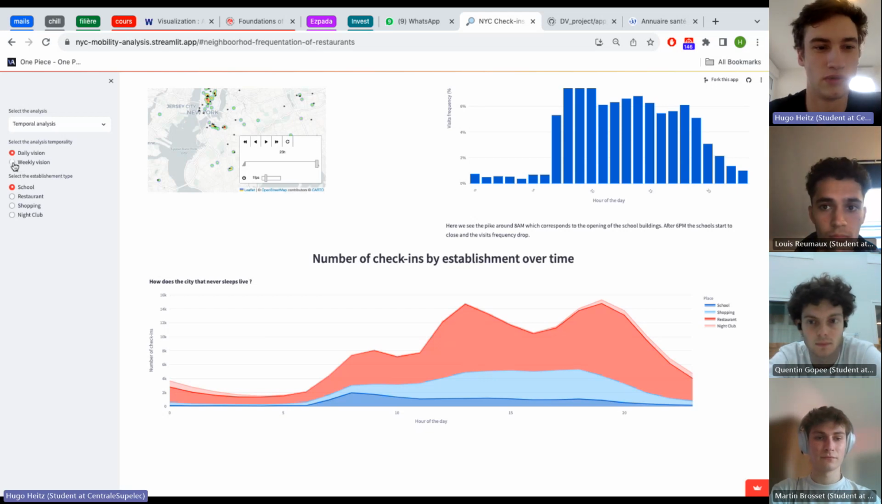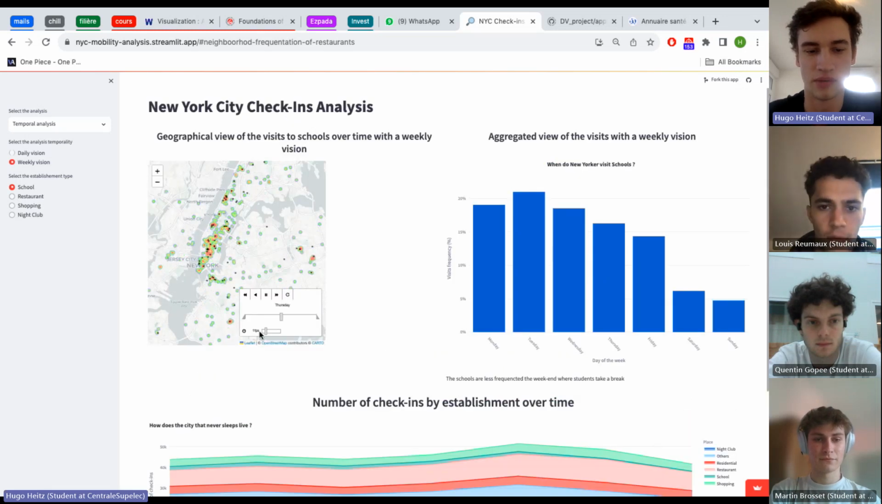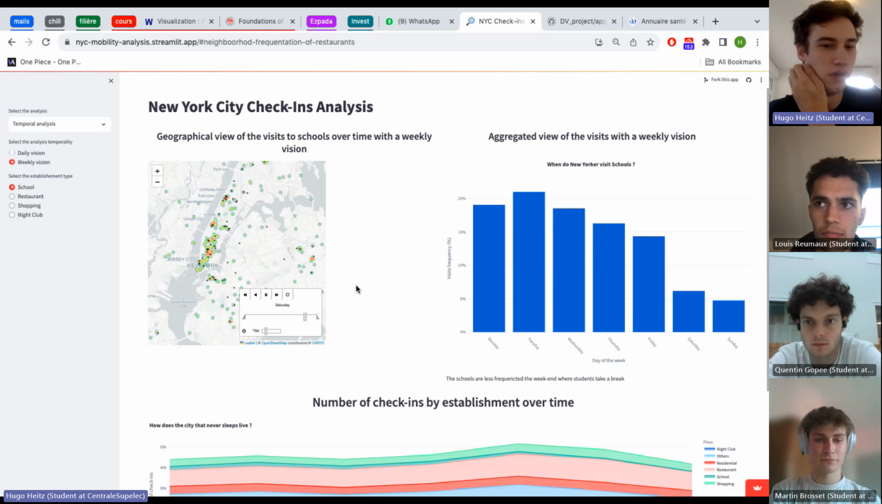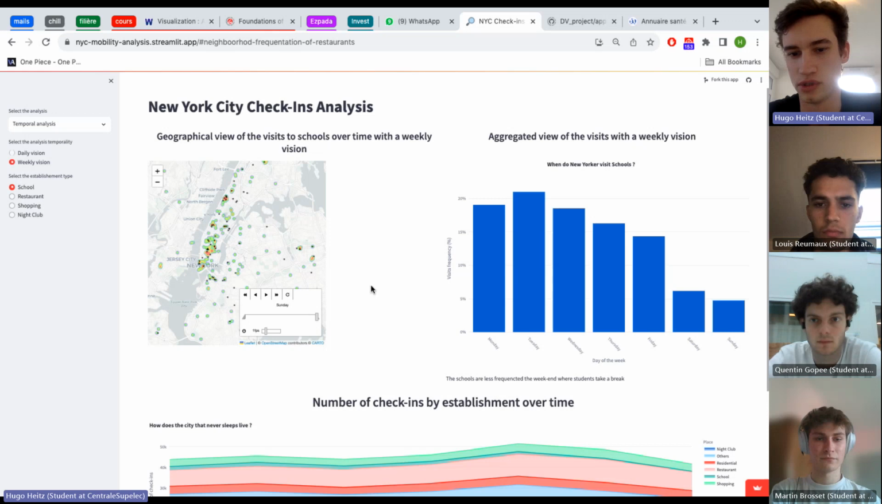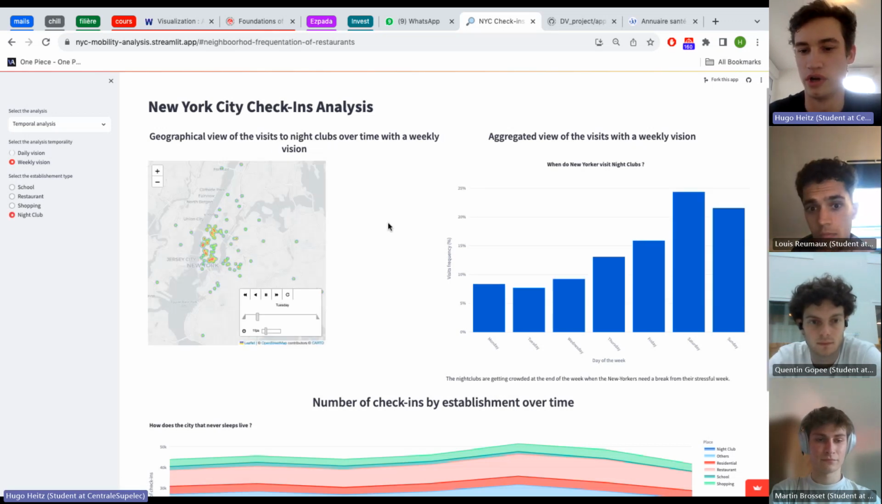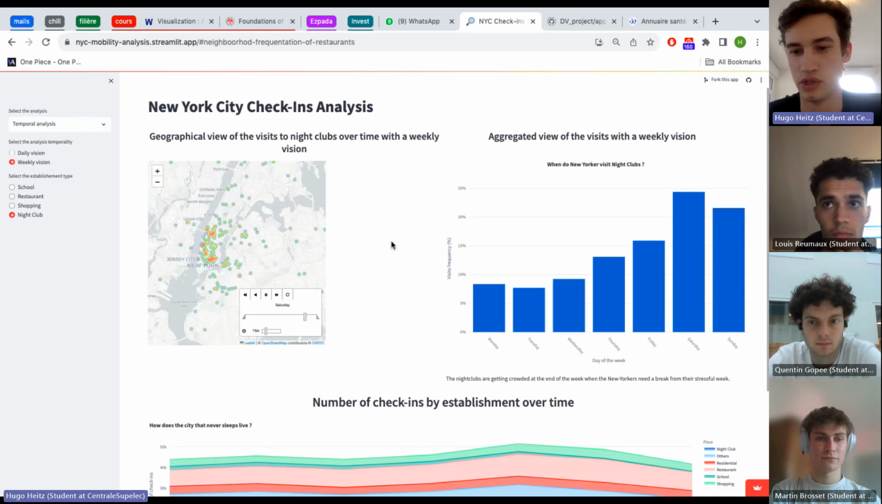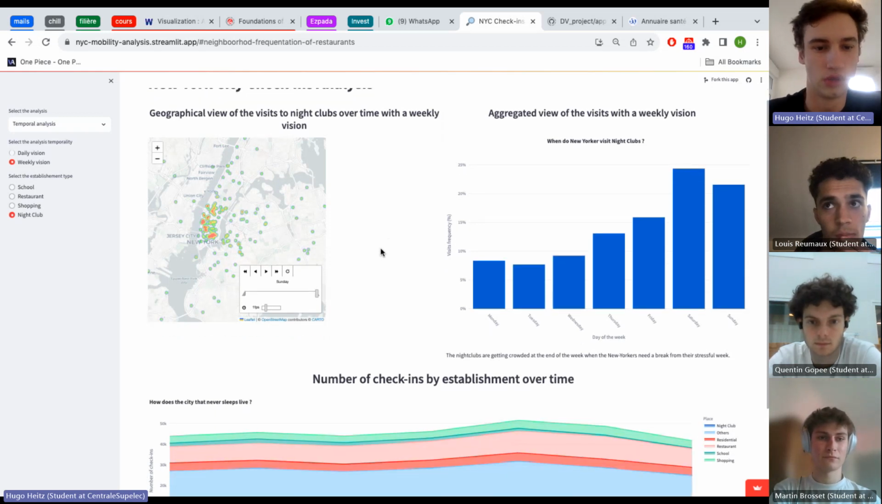Right, and this was for the daily vision, and on a weekly vision, we obviously observe different patterns. The display of the screen remains the same, except that this time we have the representation per day from Monday to Sunday. Let's take, for example, the nightclub. We observe, as expected, that the frequentation rises during the weekend days. And this also allows us to see where that frequentation happens.